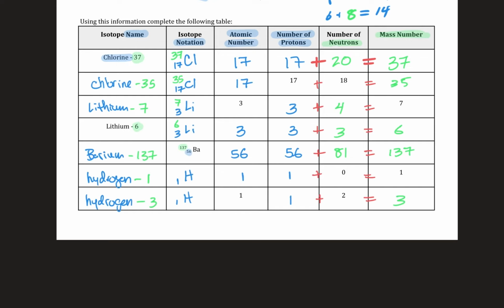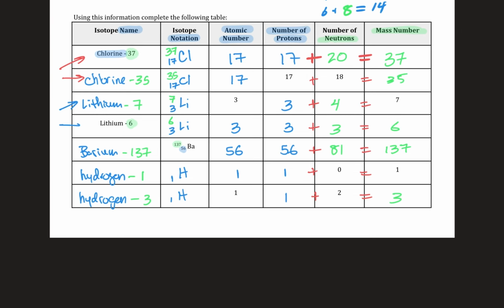Okay, so this is what you should have gotten. I really want to stress the fact that we have different versions of the same element. 2 versions of chlorine, which are different by their mass. 2 versions of lithium, which are different by their mass. 2 versions of hydrogen, which are different by their mass. But every isotope of an element has the same number of protons as every other atom of that element. A given element can only differ by their number of neutrons and therefore their mass.